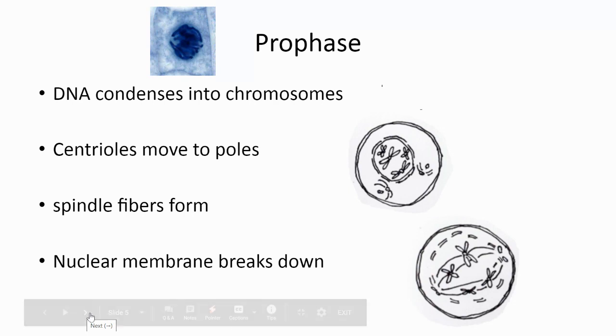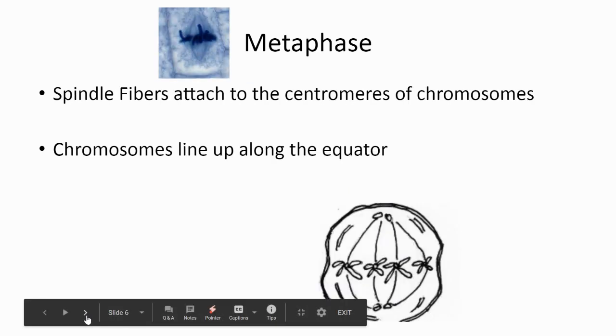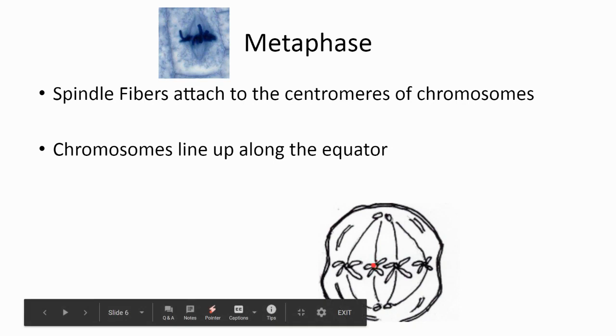Now, we've gone through interphase, we've gone through prophase. The next one is going to be called metaphase. Metaphase, guys, is where the spindle fibers attach to the centromeres of the chromosomes. The chromosomes are going to line up along the equator. You have your centrioles, you have your spindle fibers, and they're attaching to the chromosomes at the centromere, and they're making sure they're all lined up in the middle because they're going to split in half in the next step, okay?